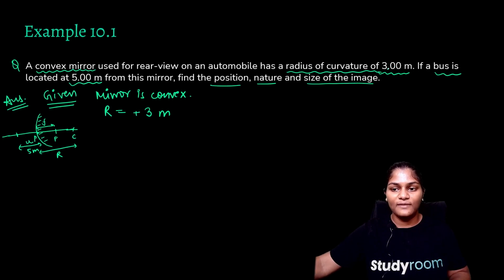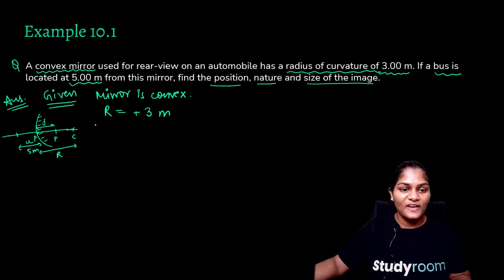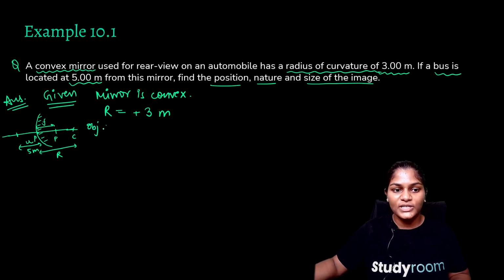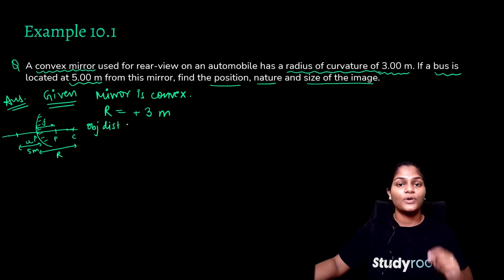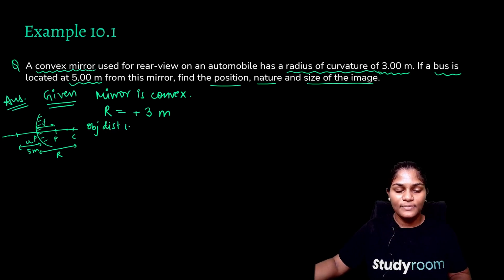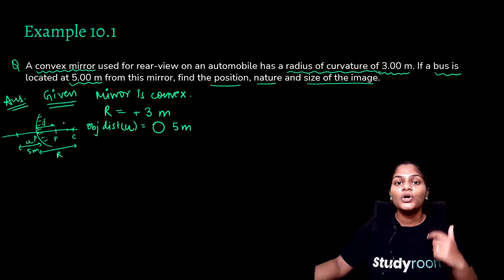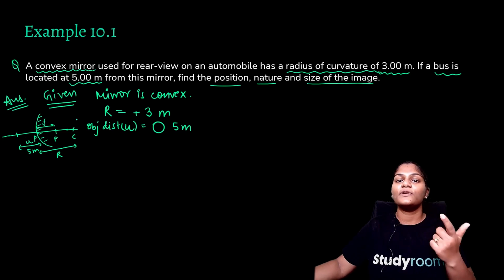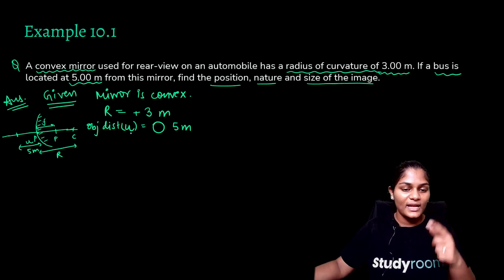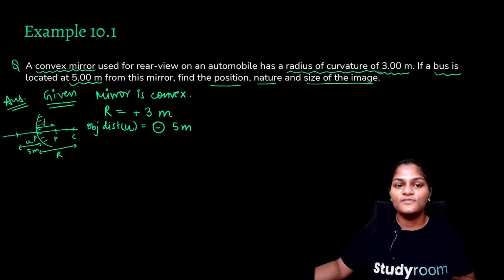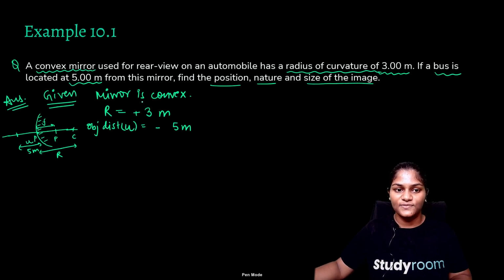Second thing that we have to write is, the bus is located at 5 meters. That means object distance. I am writing this in short. You have to write the full thing. Object distance, bracket small u, is, we have to put some sign here, and 5 meters. Go back to the diagram. Is the object to the left of the pole or to the right of the pole? It is to the left of the pole. So, to the left of the pole, positive or negative? Think back to the number line, negative. So, this is minus 5 meters. Our u is minus 5.